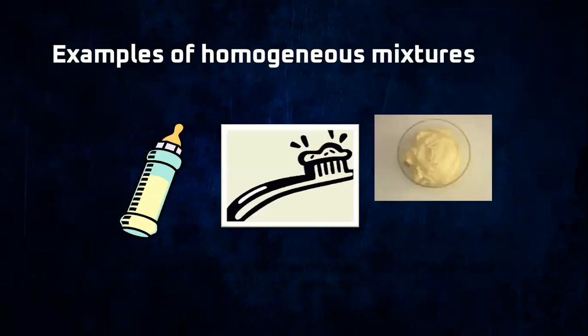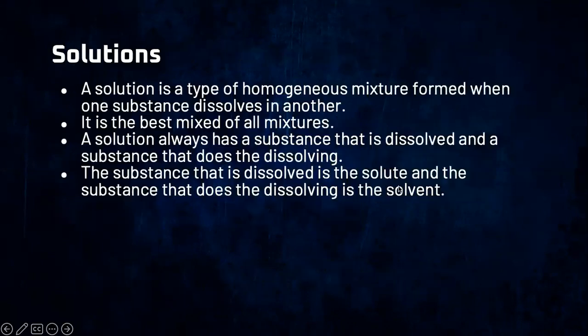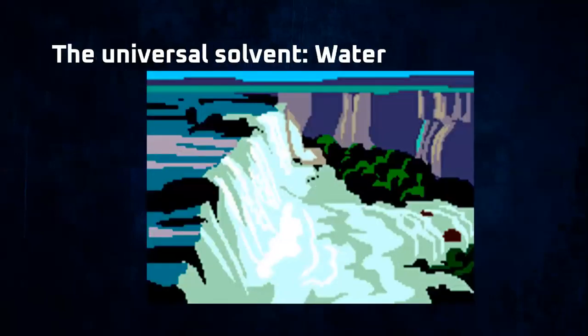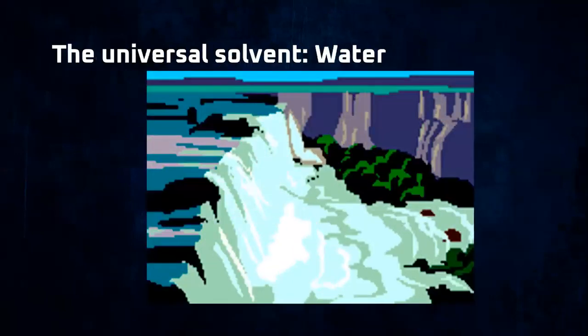All right. Some examples of the homogeneous mixture are as follows. We have milk. Milk is a homogeneous mixture. All right. And solutions are basically a type of homogeneous mixture. Ocean water is a solution because it's a mixture of all the water and all the other substances in the ocean.